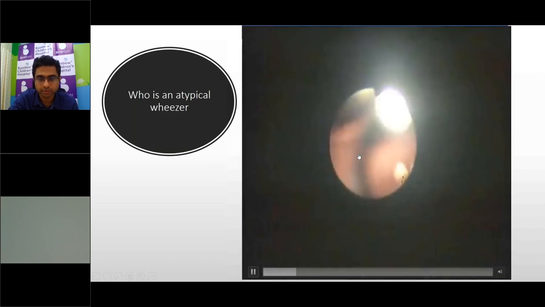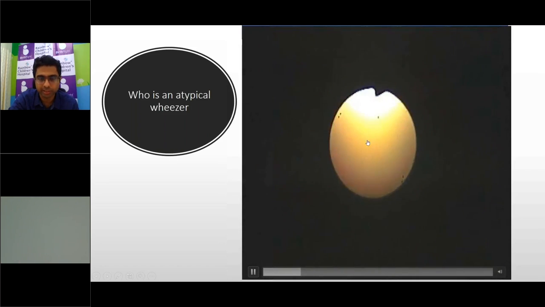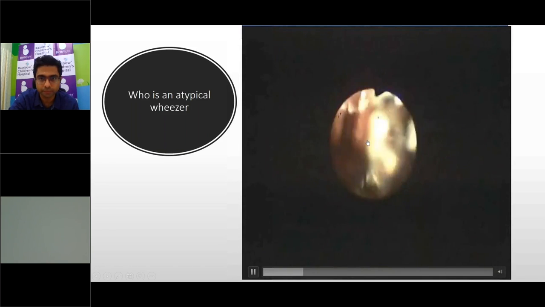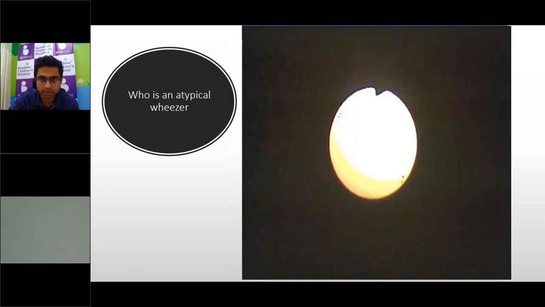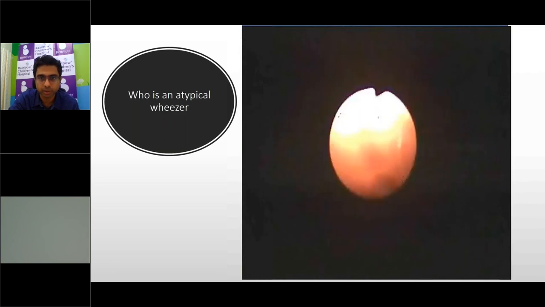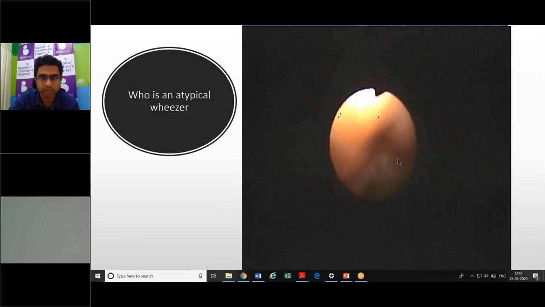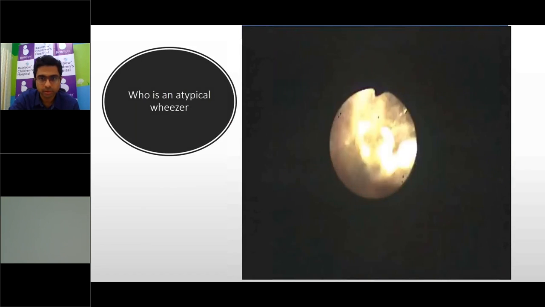Now we are going to enter the subglottic region and go into the trachea now. We are entering the trachea now. Once you have entered the trachea, we have an important finding which will be seen now. So we have entered the trachea now.